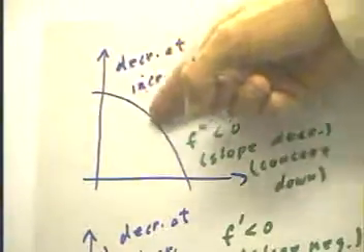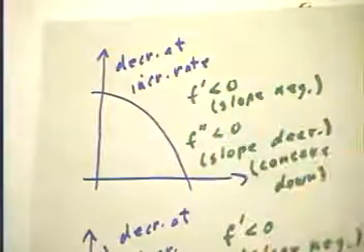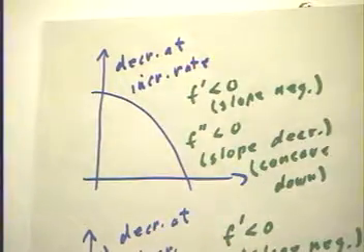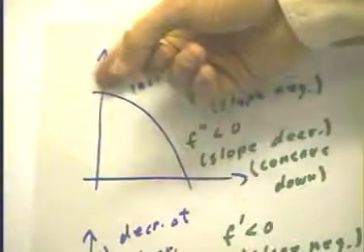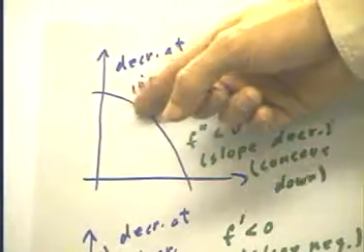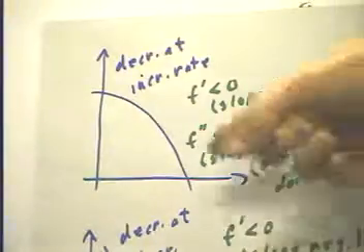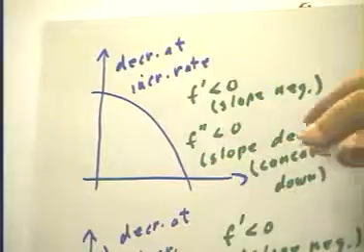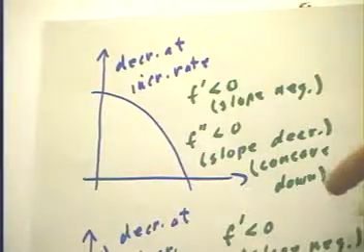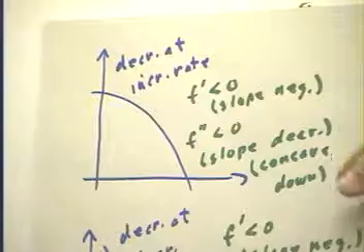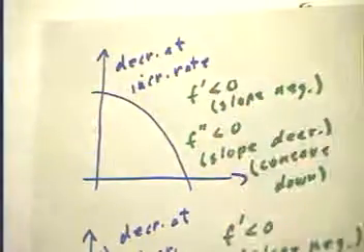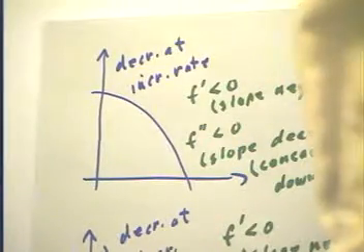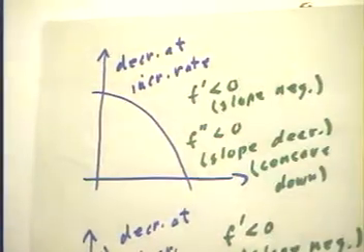A function that decreases at an increasing rate is going to have a graph that looks like this. Its slope is negative, so its derivative is going to be less than 0. The slope is decreasing. Okay, the slope here is greater than the slope here. Because the slope is negative and becoming more and more negative, the slope is decreasing. Since it's decreasing, the second derivative is less than 0, and we're also going to notice that the graph is concave downward, and that corresponds to a second derivative that's negative.